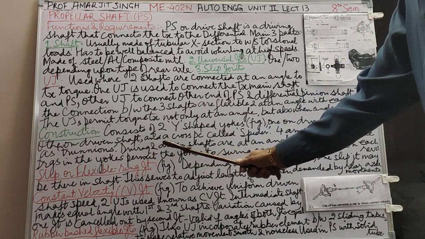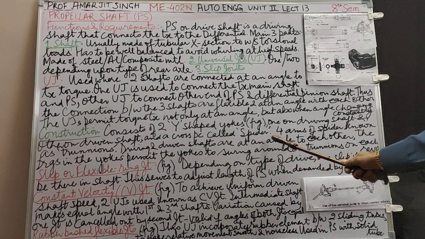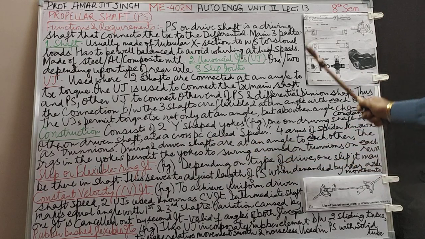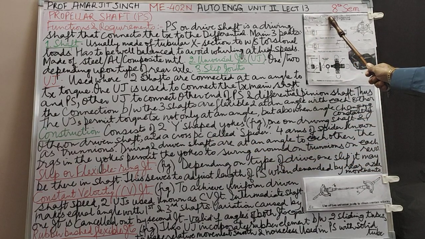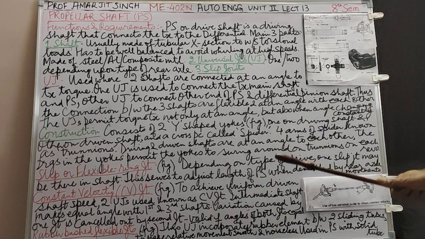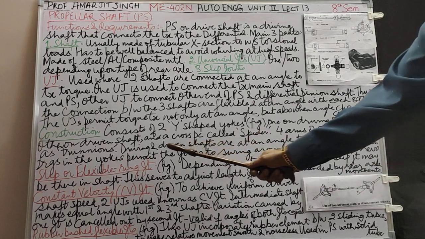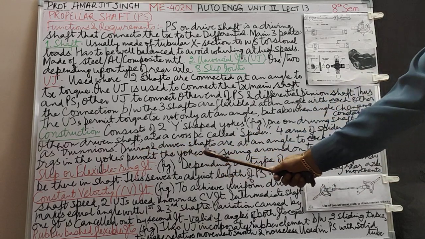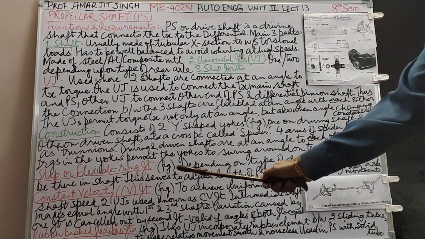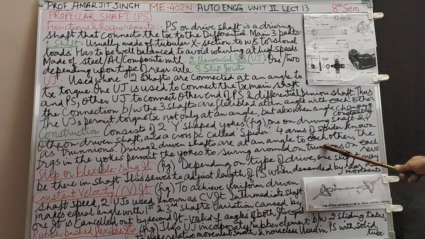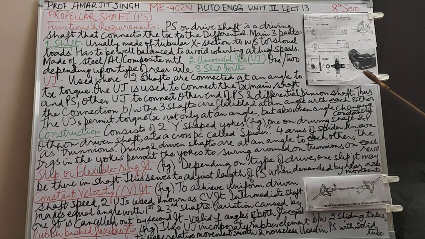The driving and the driven shaft are at an angle to each other. This becomes the driving shaft, this becomes the driven shaft. Here this is the driving shaft, this the driven. So they are at an angle to each other. The bearings in these yokes permit the yokes to swing around on the trunnions on each revolution. If you see the construction, here you see the bearings.